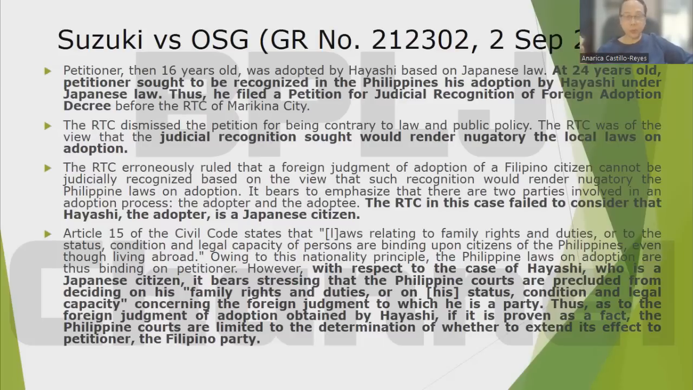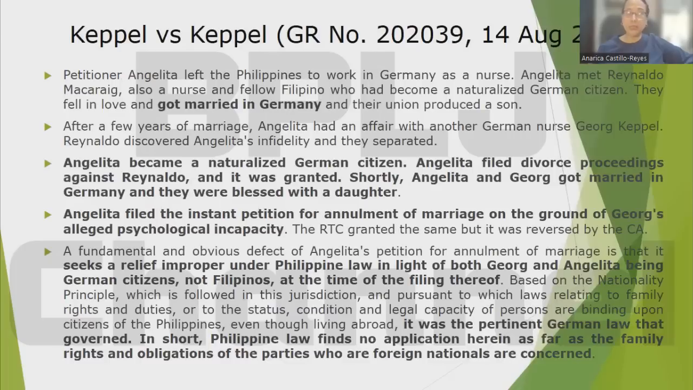However, according to the Supreme Court, it failed to consider the fact that the adopter is a Japanese citizen. And because the adopter is a Japanese citizen, his laws, okay, the nationality principle, or the laws of Japan on adoption should govern and not Philippine laws. Okay? With respect to Hayashi, who is a Japanese citizen, it bears stressing that Philippine courts are precluded from deciding on his family rights and duties or on his condition and legal capacity concerning the foreign judgment to which he is a party. Thus, as to the foreign judgment of adoption obtained by Hayashi, if it is proven as a fact, the Philippine courts are limited to the determination of whether to extend its effect to the petitioner, the Filipino party.